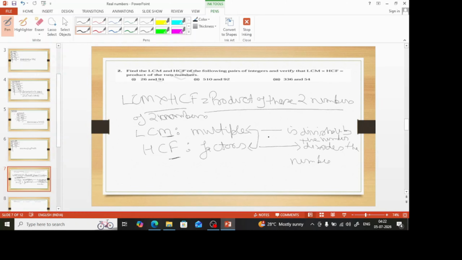Okay, now let's solve the question. We will know how to calculate LCM and HCF. And here one thing I have also told you, there is an equation: LCM and HCF of two numbers is equal to the product of those two numbers. That also you keep in your mind. Okay.